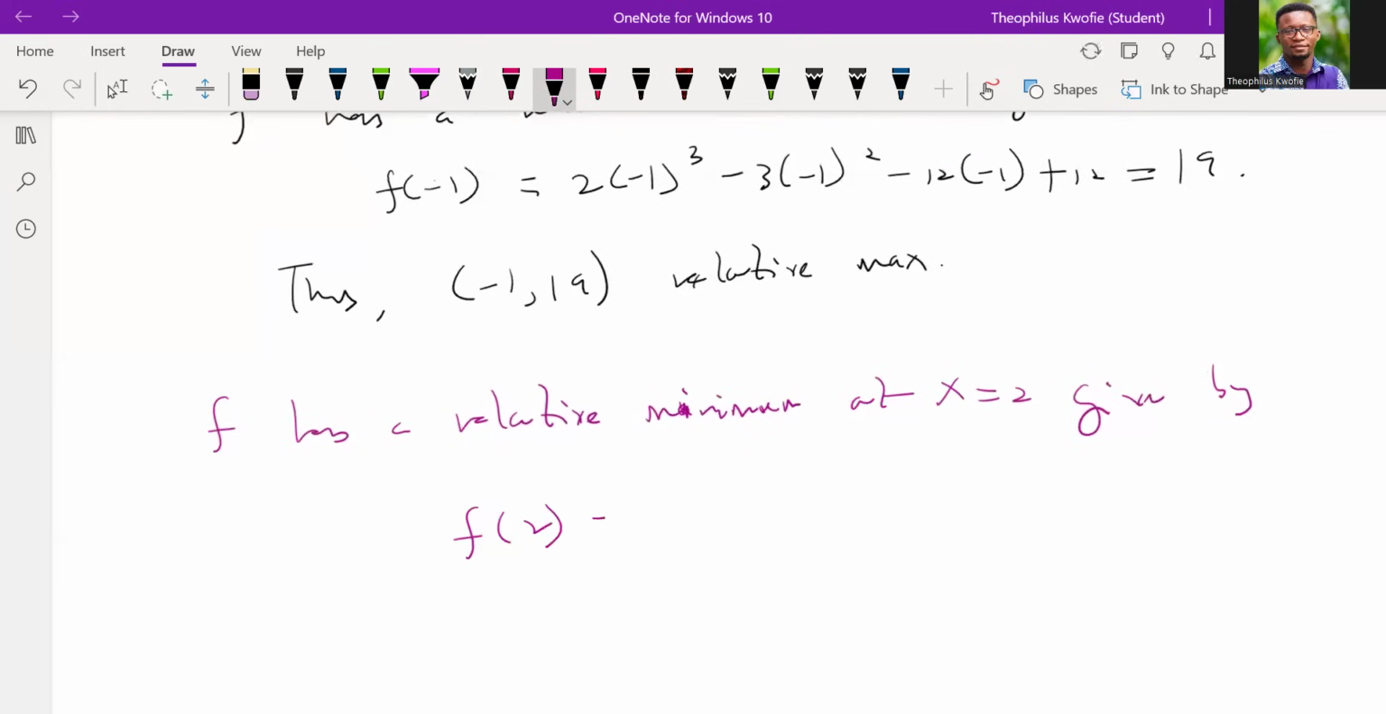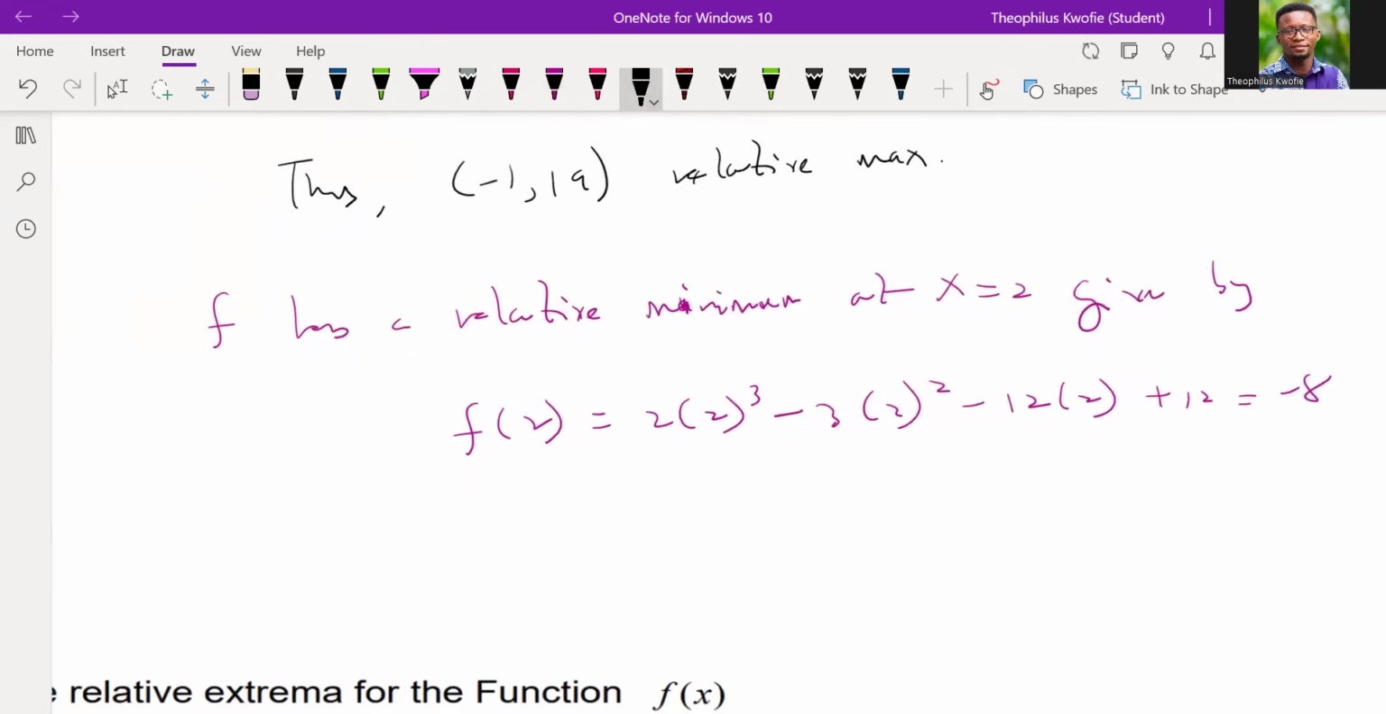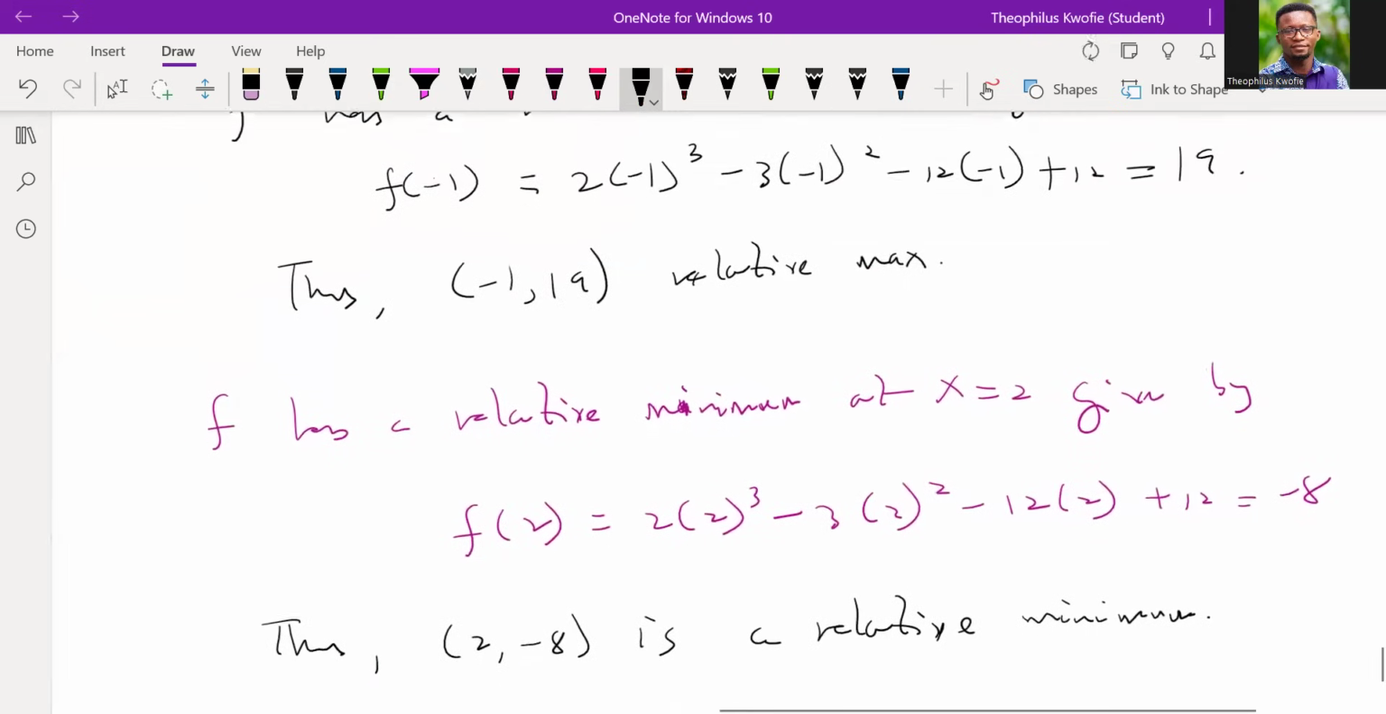Good. So we evaluate it at the main function, and that should give us something like this. So in that case, we conclude that this is a relative minimum. Is that okay? Good, good, good.